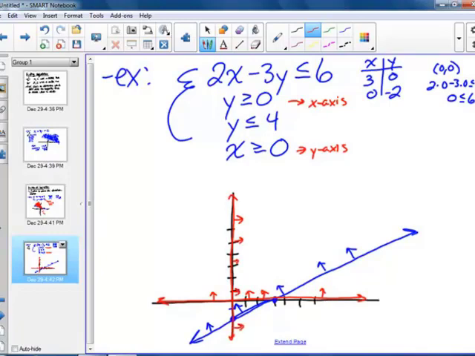Now the last one is another horizontal line, because if it was y = 4, it would be a horizontal line at 4. I'm going to draw a solid line because it is "or equal to." Now less than 4 means I'm going to be going down. So it looks like my intersection is going to be this middle area right here.